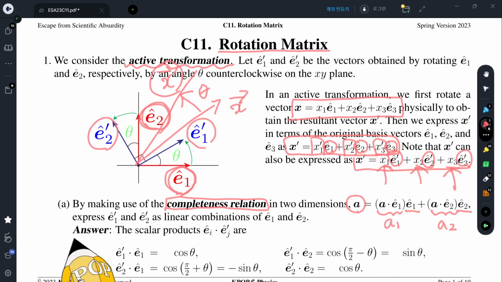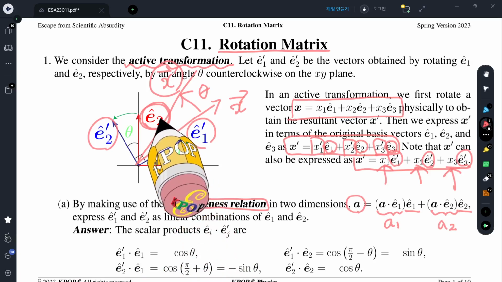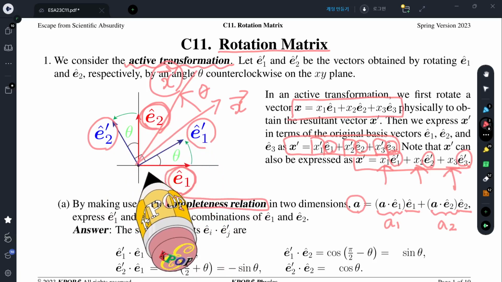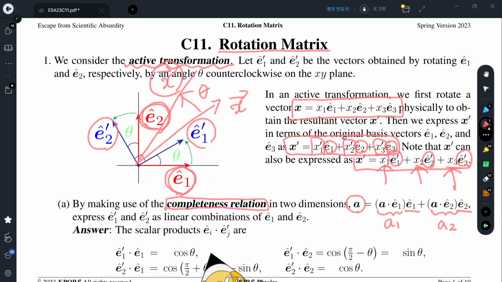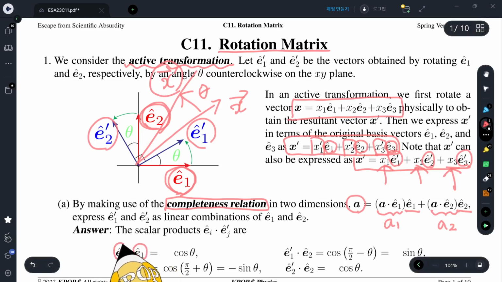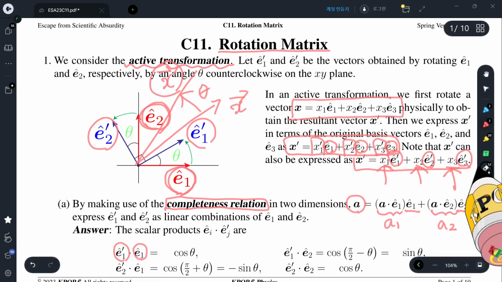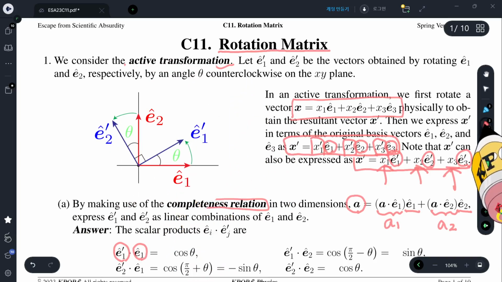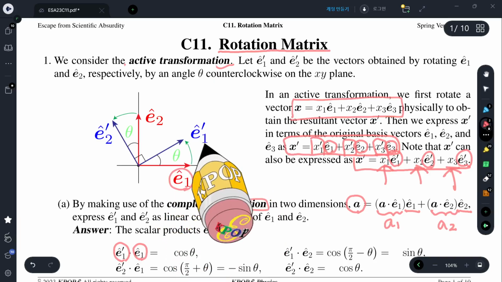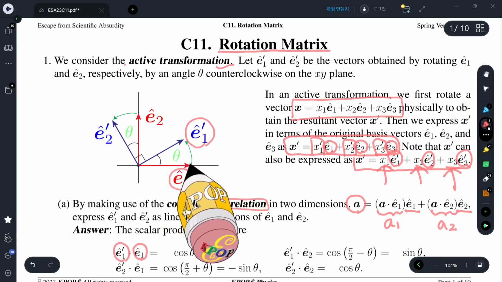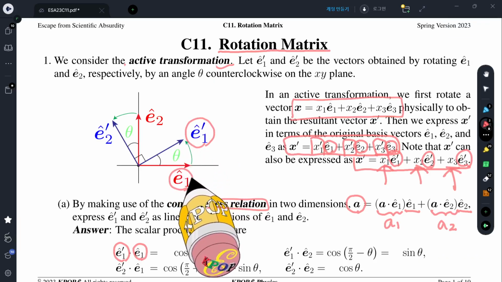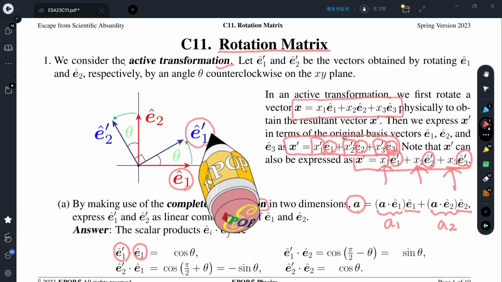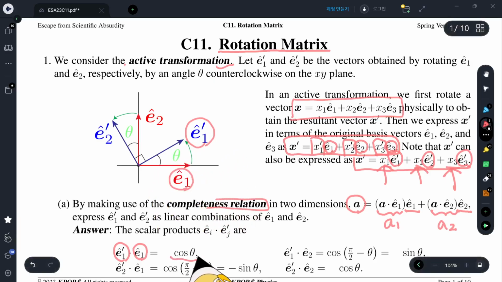Okay, so we first compute the directional cosines. The scalar products of E1 and E2 with E1 prime and E2 prime. We would like to compute the scalar products among them. First of all, E1 and E1 prime. Before the rotation, the unit basis vectors were E1 and E2. So E1 has been rotated to E1 prime by an angle of theta. So the scalar product of E1 and E1 prime is cosine theta, trivial.